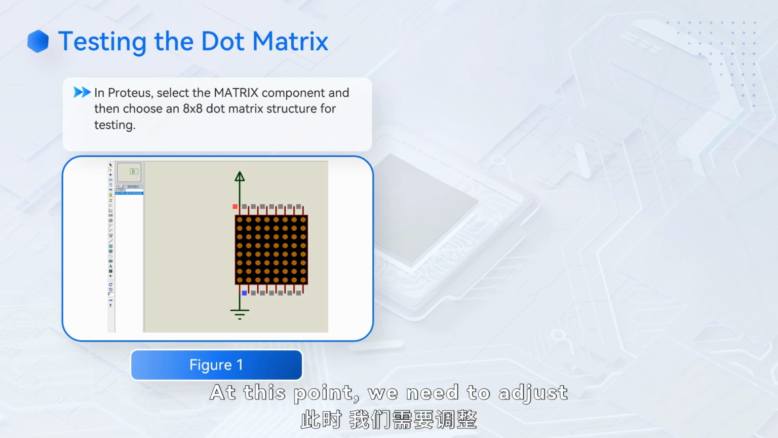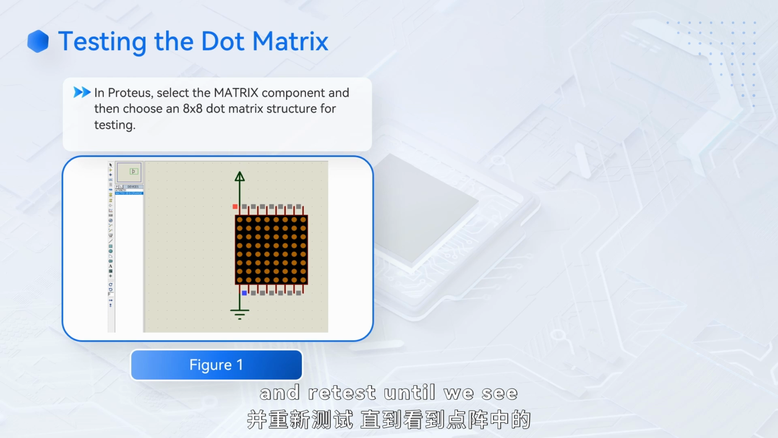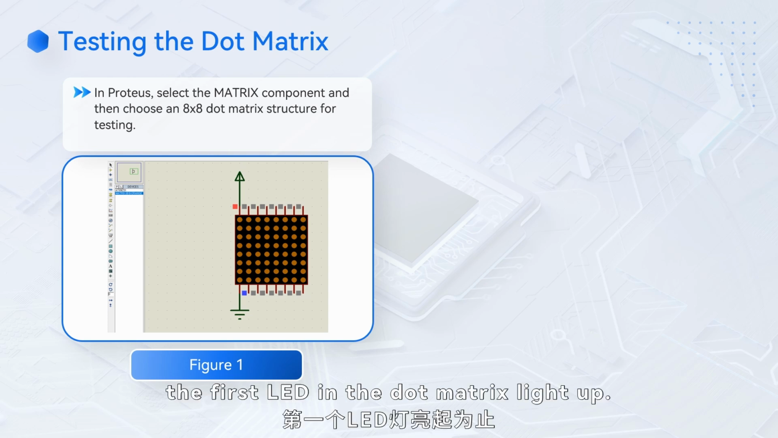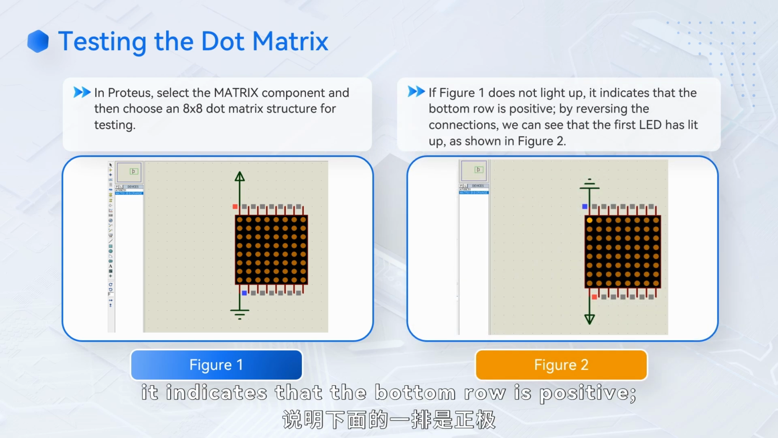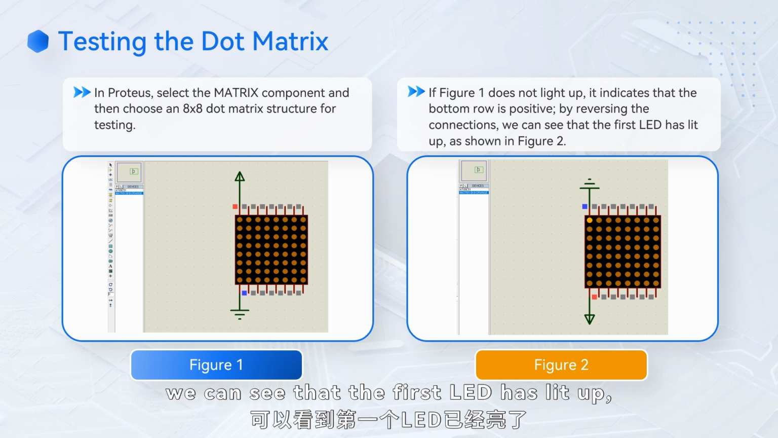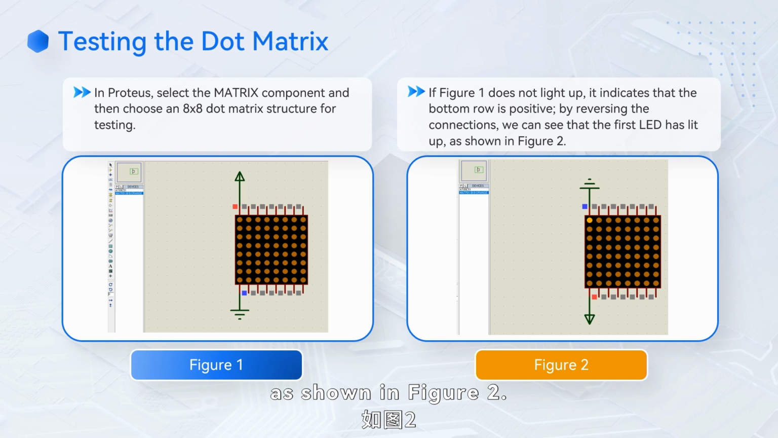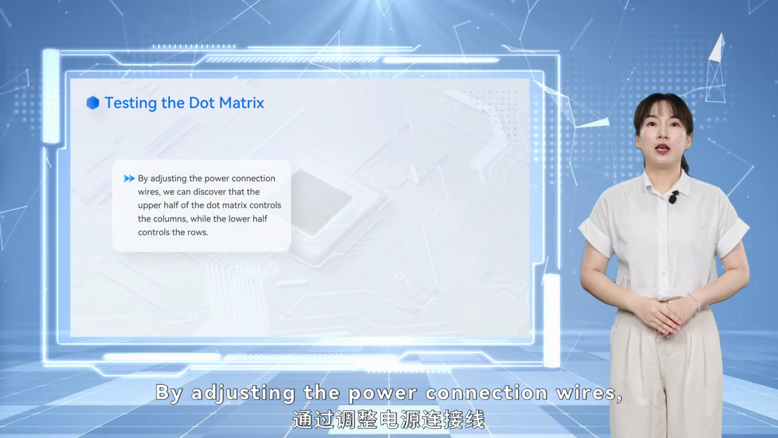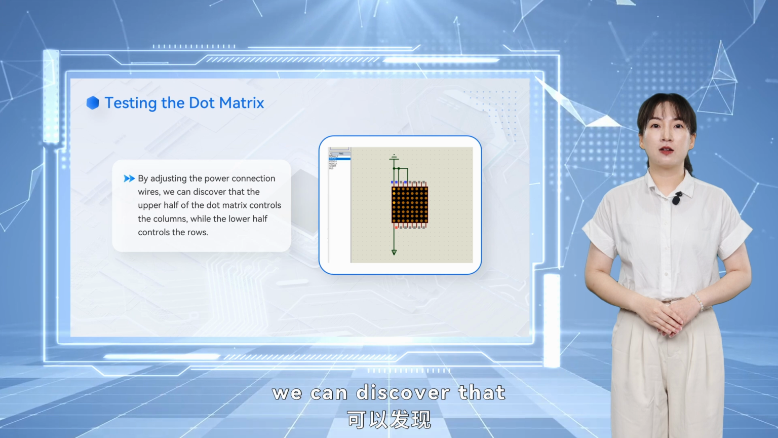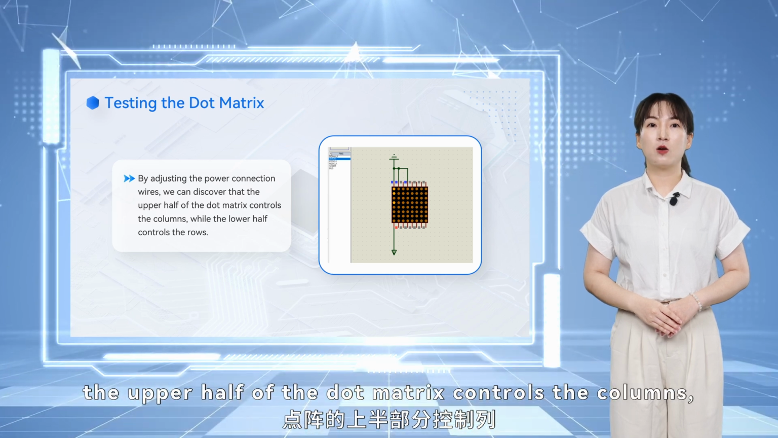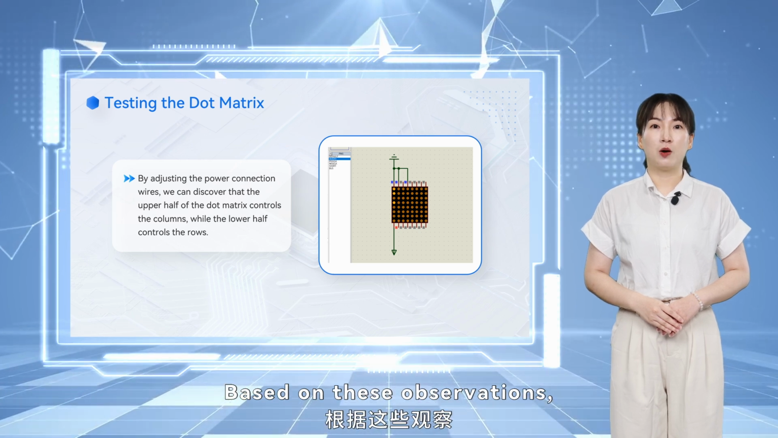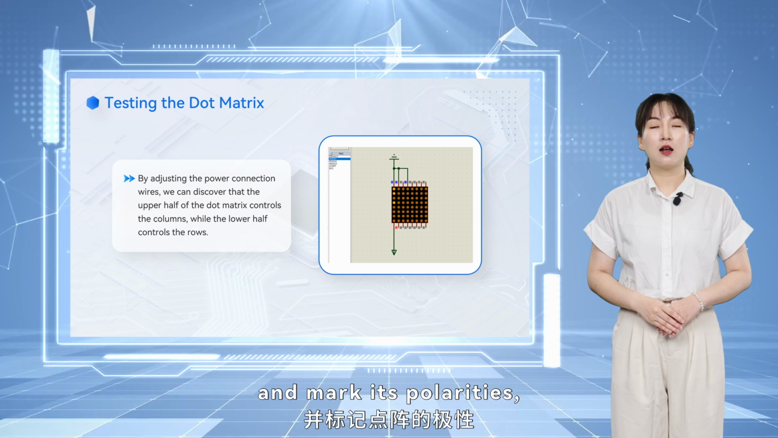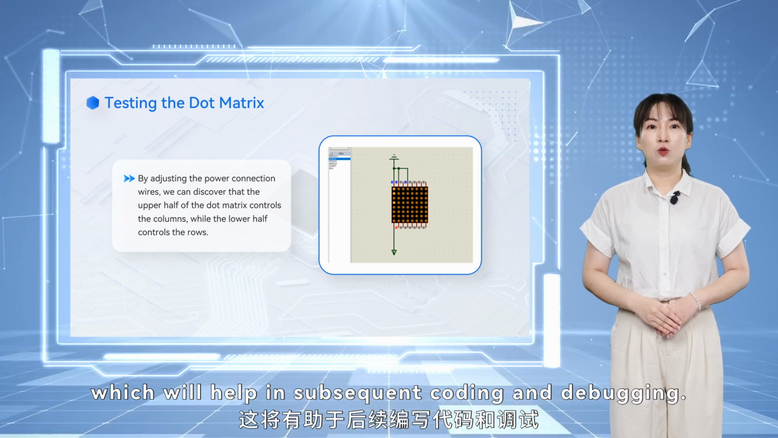At this point, we need to adjust the polarity of the power connection and retest until we see the first LED in the dot matrix light up. For example, if figure 1 does not light up, it indicates that the bottom row is positive. By reversing the connections, we can see that the first LED has lit up, as shown in figure 2. By adjusting the power connection wires, we can discover that the upper half of the dot matrix controls the columns, while the lower half controls the rows. Based on these observations, draw a dot matrix schematic and mark its polarities, which will help in subsequent coding and debugging.